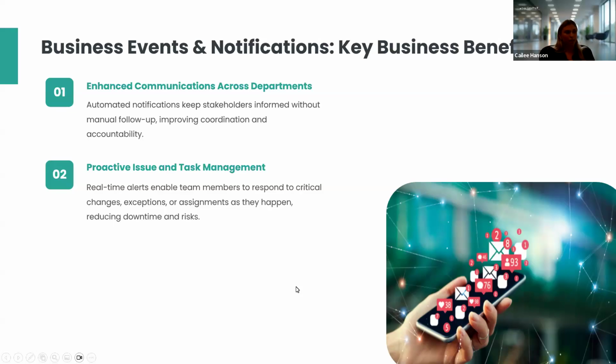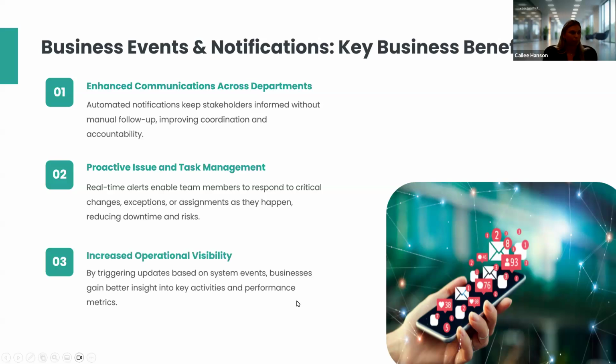The next is proactive issue and task management. So with the business events, you get real-time alerts, which enable team members to respond to things that are changing, any assignments they have, any approvals they have, tasks, anything that maybe is odd within the system that you want to flag, whatever that case may be, you can send those automated notifications and really helps people be on top of that in real time.